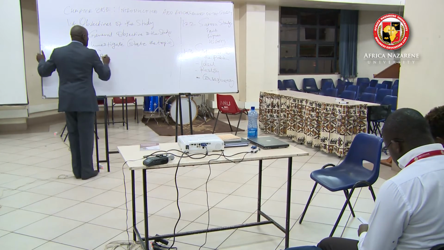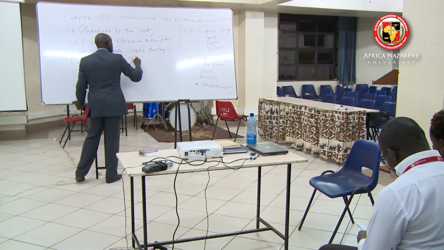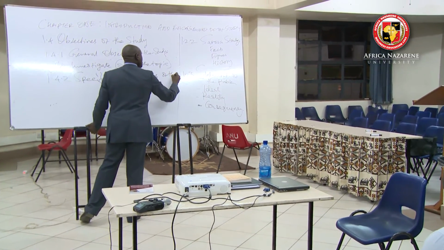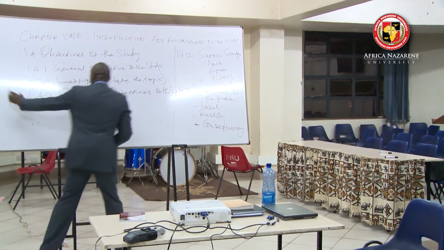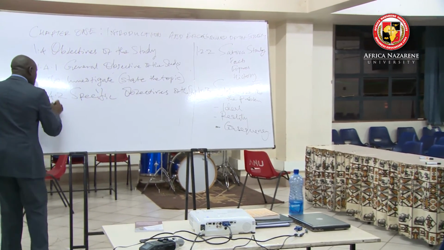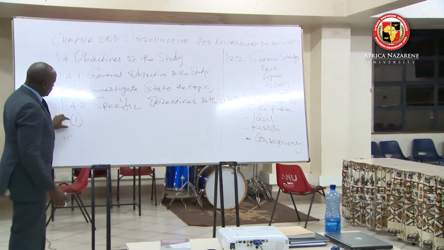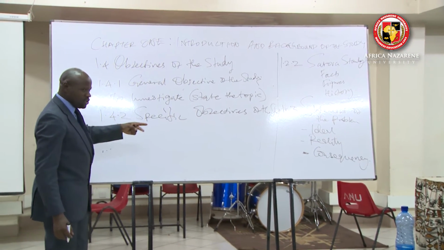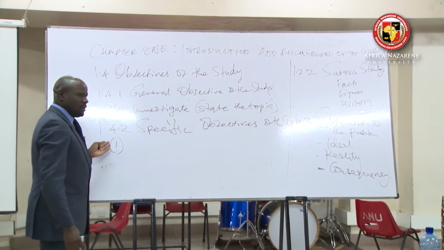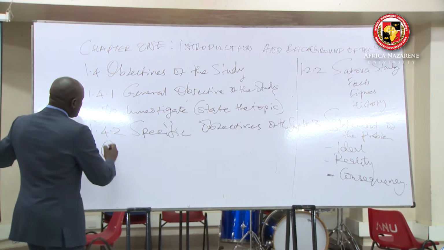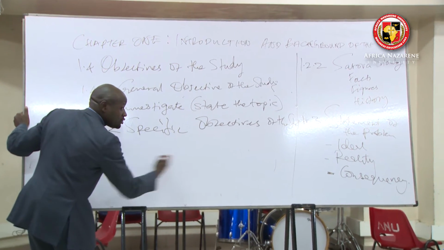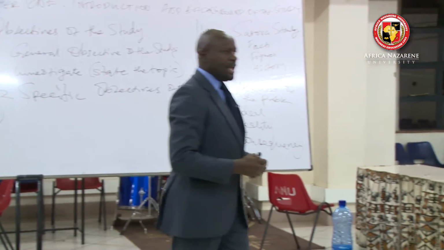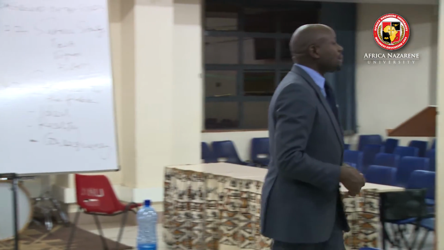1.4.2, specific objectives of the study. What do you have? Use Roman, but you could use any other. Then specify those objectives. We have already spoken about that. And I'm skipping to chapter 2.